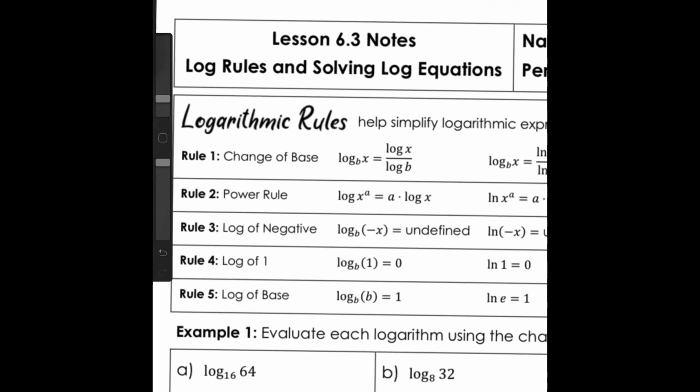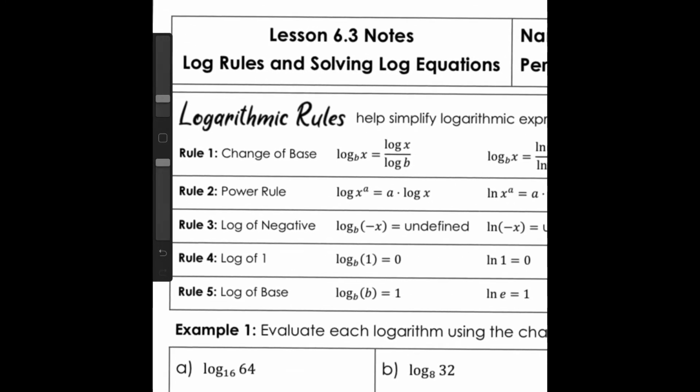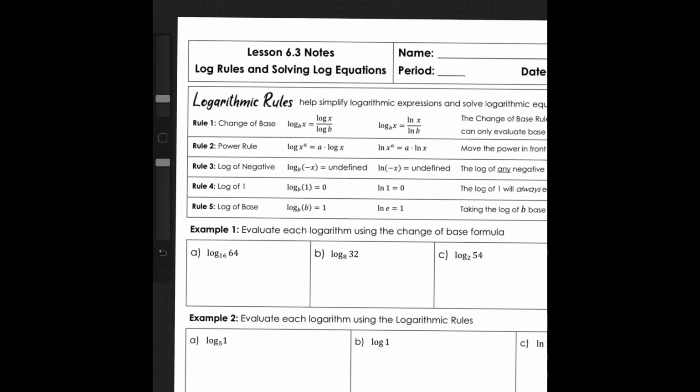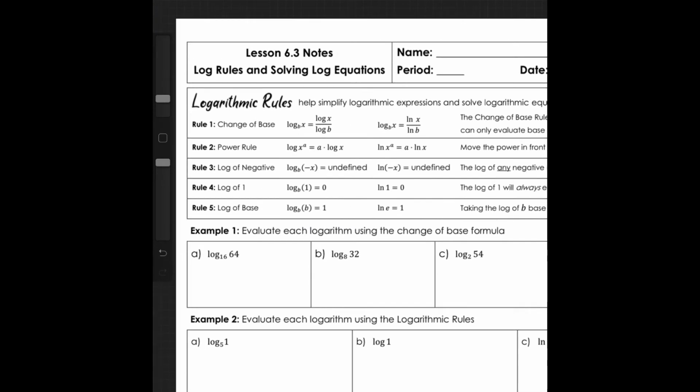Lesson 6.3, which is going to be log rules and solving log equations. In a lot of these questions, you can actually use the solving methods that we learned about in 6.1 and 6.2. But today I'm going to be focusing specifically on the logarithmic rules and how to apply these.